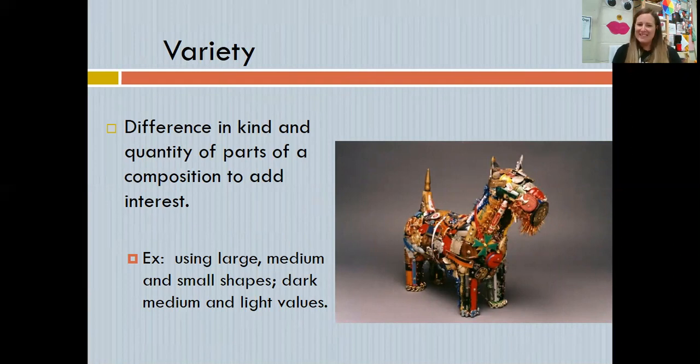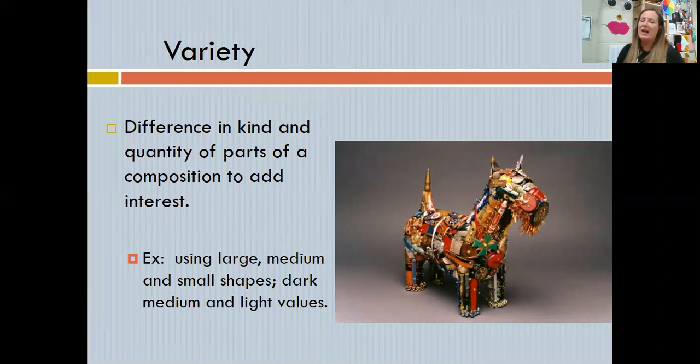Our next one is going to be variety. Variety means difference in kinds and quantities of those elements. If I look at our little mixed media Scotty dog here, and a couple of you actually sent this to me as a mixed media example, so good job, I'm looking for a lot of variety in shapes, variety in colors, and variety in textures.